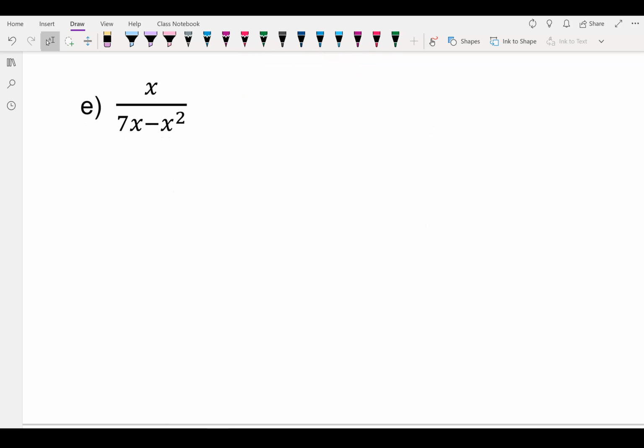X over 7x minus x squared. So what do we have to do? Well, as usual, we're going to factor the top and factor the bottom. There's nothing to do on top, so just leave the x. But on bottom, I have a common monomial of x. It's going to be 7 minus x when I'm all done.